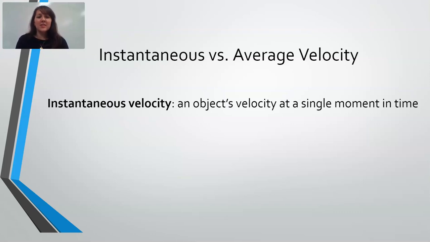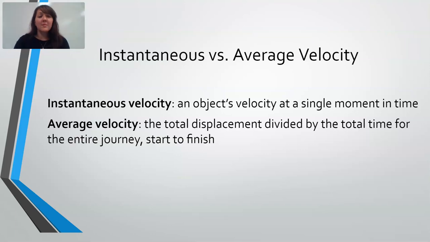Now, instantaneous velocity is just how fast are you moving right this second, right this instant, hence the name instantaneous velocity. So if we were to look at the instantaneous velocity of your battery-powered car, it might be higher at one moment and then a little bit lower at another moment as it speeds up and slows down a little bit.